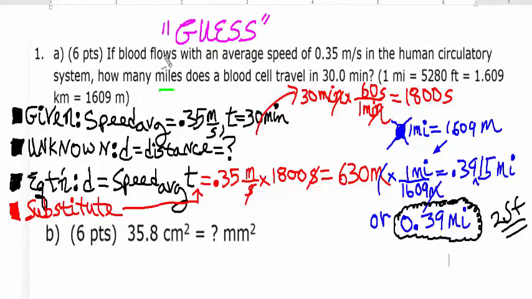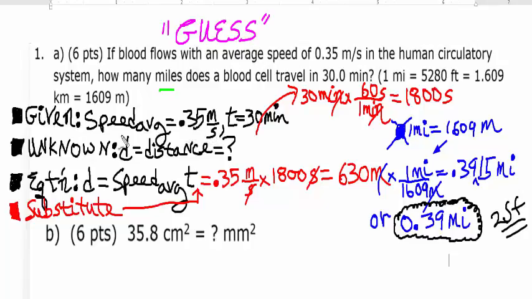We will use the GUESS method once again, a structured method for problem solving. G, state the givens. U, what's the unknown? What's the problem asking for? E, what's the equation? S, substitute in with units. Second S, solve. The givens here: the average speed is 0.35 meters per second.